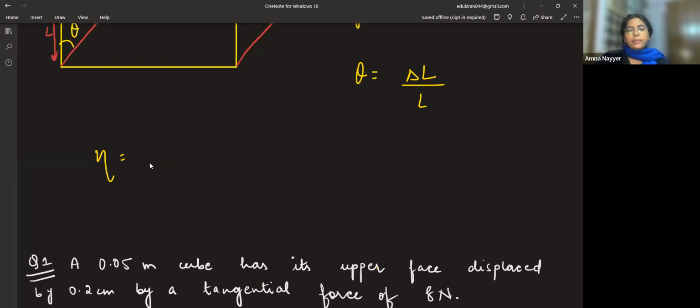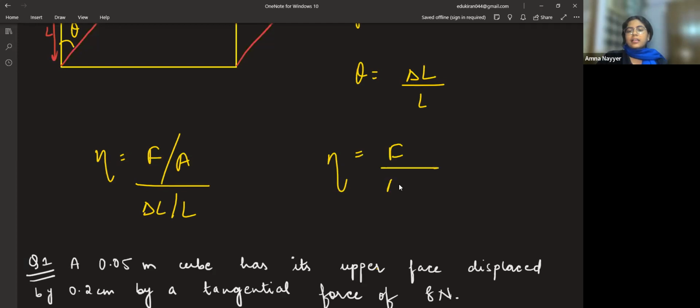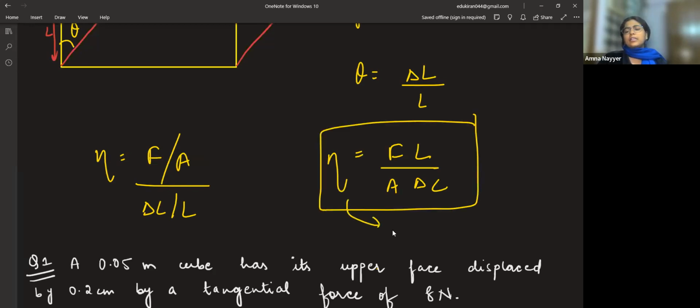So eta will be F by area, that is the shear force or tangential force, so tangential stress, and the shear strain is delta L by L. Finally, this can be written as F by A times L by delta L. This is the formula. Again, the same SI unit of Pascal or Newton per meter square.